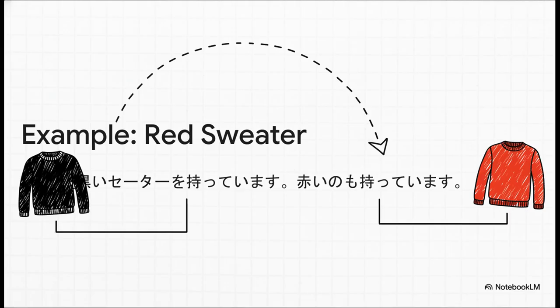Look at this sentence. First, we establish the noun we're talking about. Seta, a sweater. Now, in the second part, instead of saying red sweater all over again, you just say akai no, the red one. See that? That little no is doing all the heavy lifting, standing in for the word sweater.